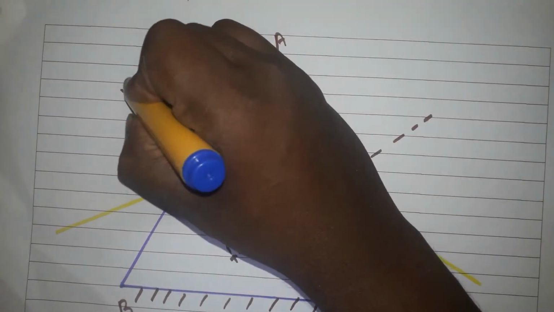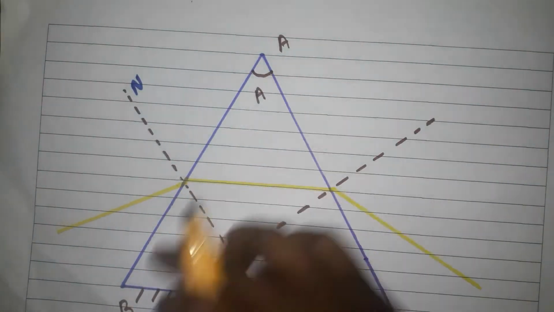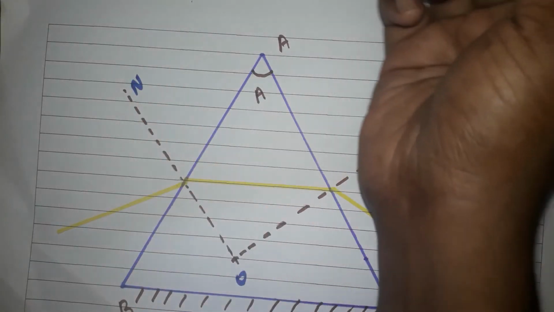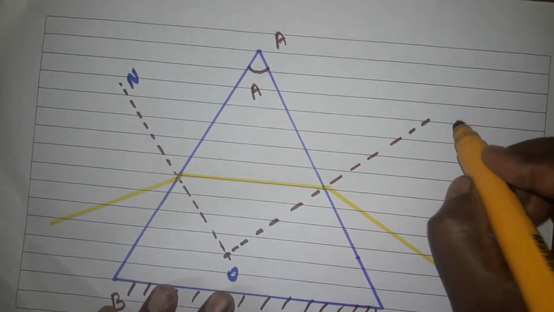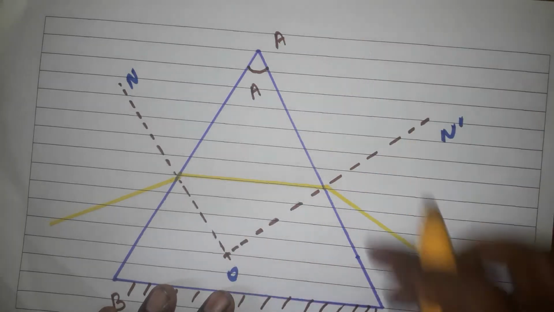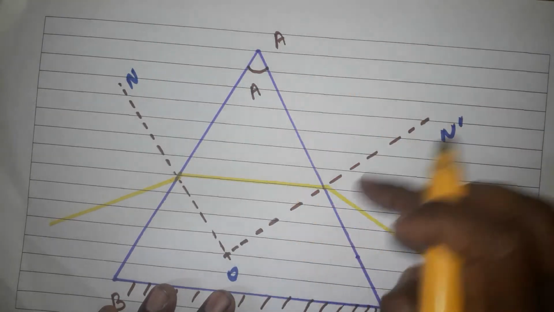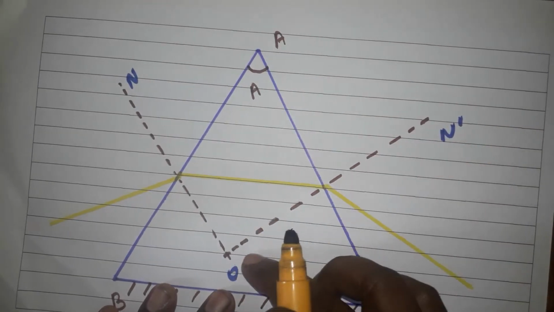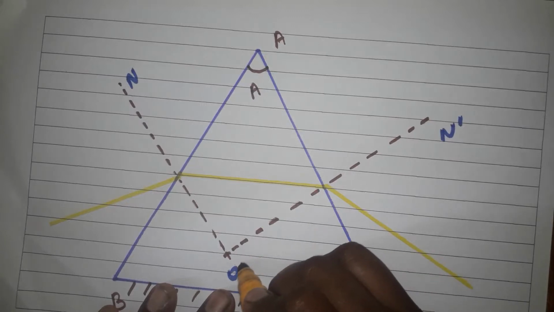NO is the normal for AB. This is the normal, the perpendicular line. Normal is always 90 degrees. And N dash O is the normal for AC. On this side the normal is N dash O. Otherwise, if you want, you can also give a separate normal, O dash.